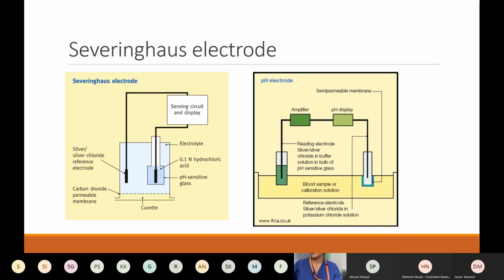The Severinghaus electrode I put on the left, and on the right is a pH electrode, and they're both the same principle; the Severinghaus electrode is a modified pH electrode. If you have a look at the Severinghaus electrode, you'll see that you've got a reading electrode, which is where the pH sensitive glass is, and you've got a silver chloride reference electrode. And below that, you've got a carbon dioxide semi-permeable membrane. So, next slide, please, Dr. Marriott.